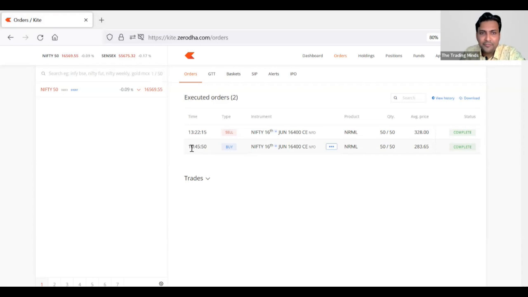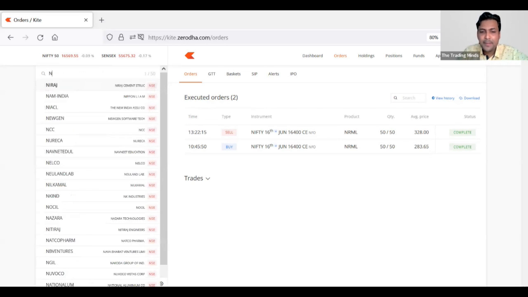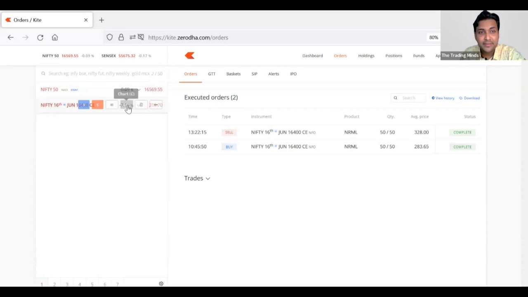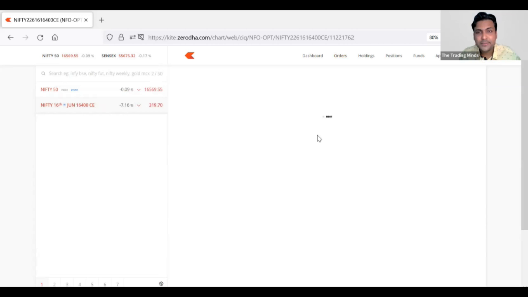So this is the point of entry at 10:45. I'm taking an entry. See, 50 quantities for this showing purpose, for this technique, for this demand zone trade. I'm taking entry at 283.65. Right? If I open Nifty 16,400 call, Nifty 16,400 CE of 9th, 16th April, I'm taking a trade for next week option rather than this week option.